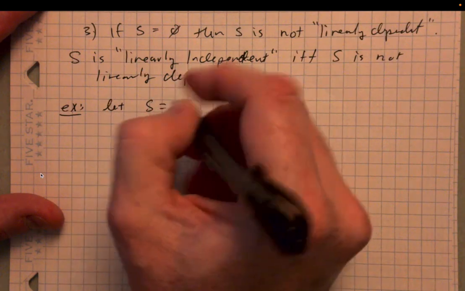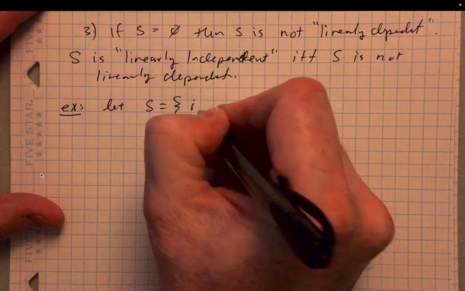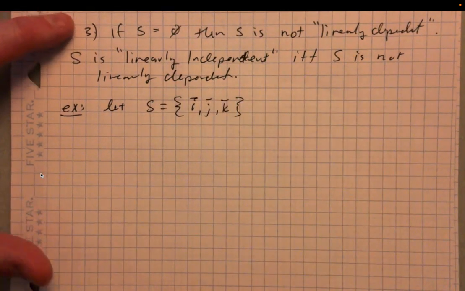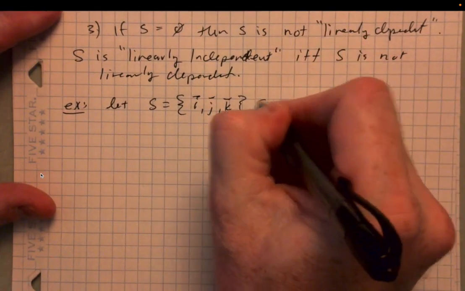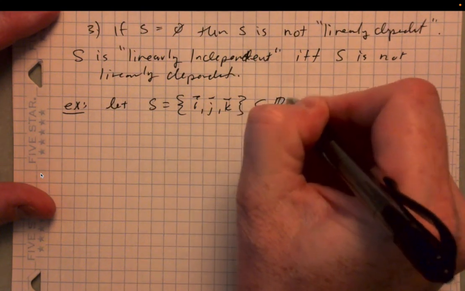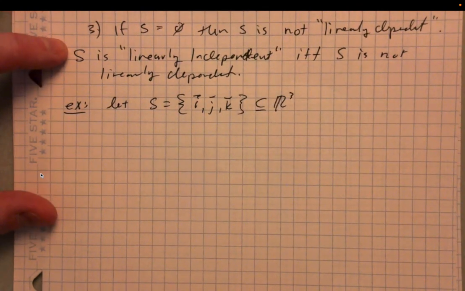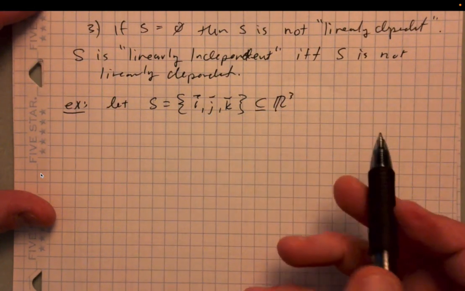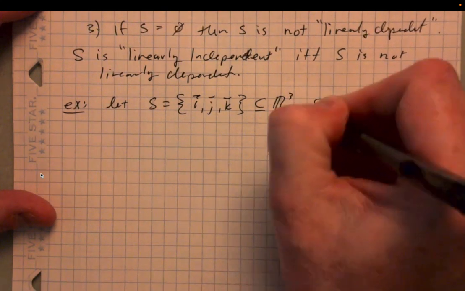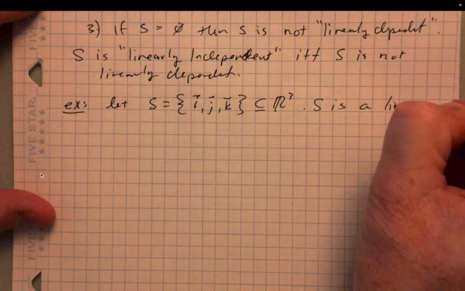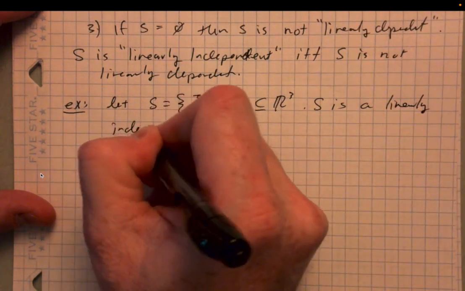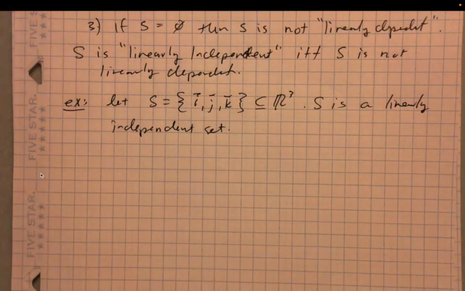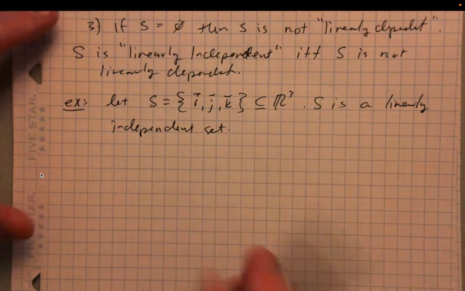Let S equal i, j, k, the unit direction vectors in R3. Then is this an independent set or a dependent set? S is a linearly independent set. And this is pretty easy to see.